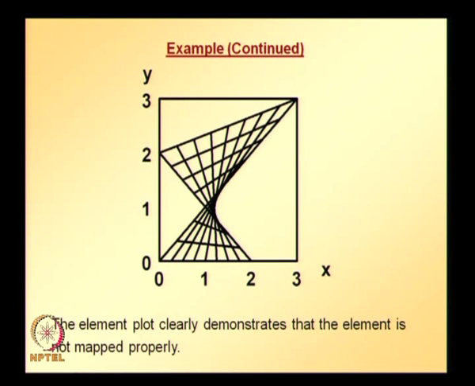So, placement of nodes and the internal angles of a quadrilateral, these two requirements are very important for the isoparametric mapping to be good. And whatever we have studied for 2 dimensional elements can easily be extended for 3 dimensional elements as well.